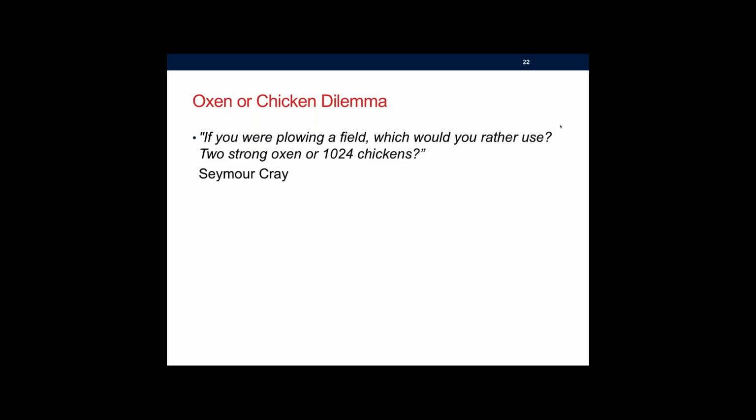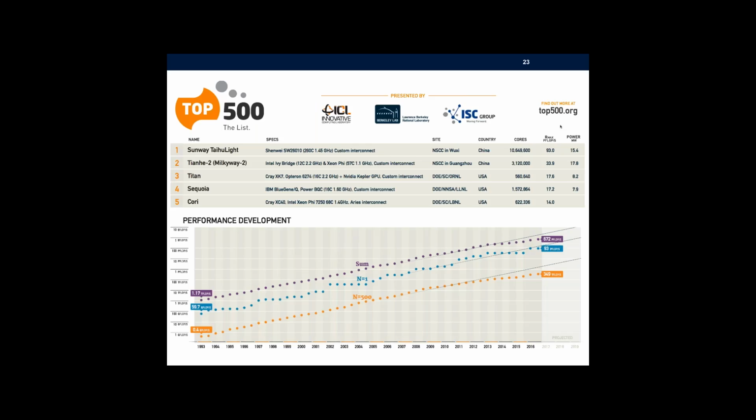And the answer to this question is not that easy, actually. It really depends what you want to do. If you don't need to plow really deep, and if you have a good mechanism to control those chickens, you can actually plow larger fields with 1,024 chickens, right? But if you need to plow deep, you really need to use 2 strong oxen. And today's supercomputers are composed of different architectures that are a mixture of these 2 dilemmas.